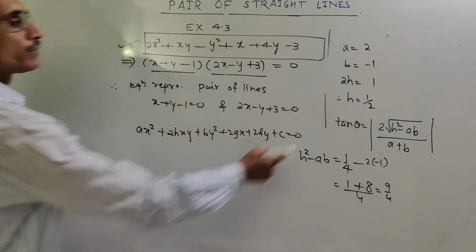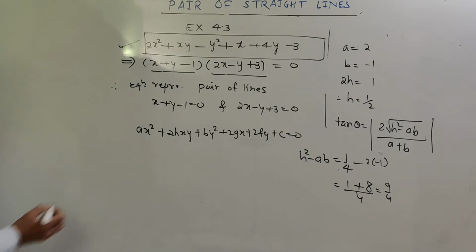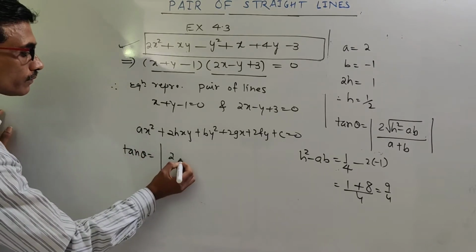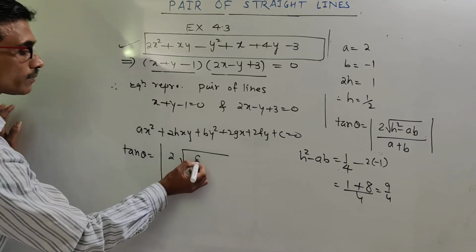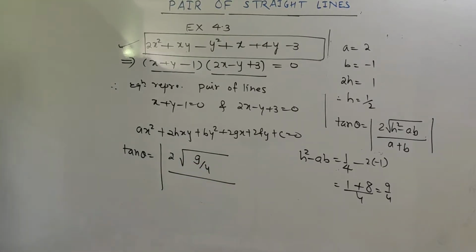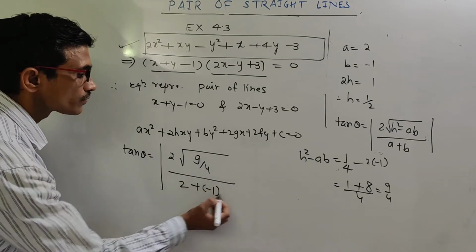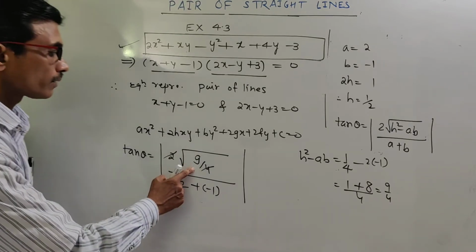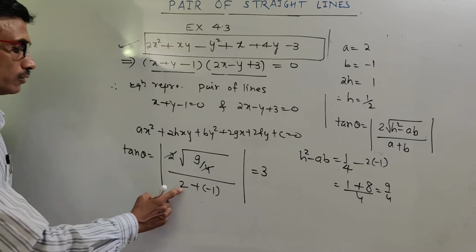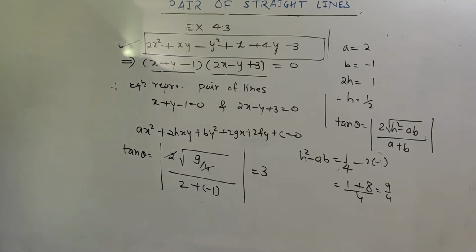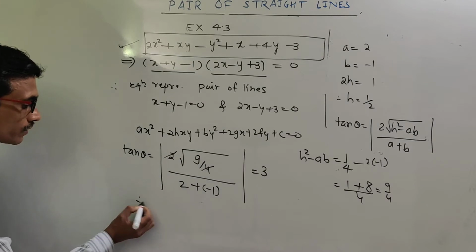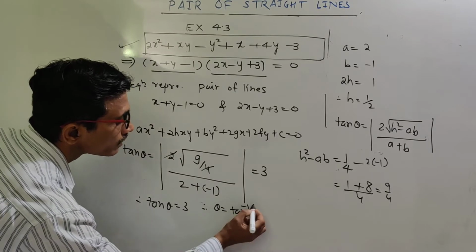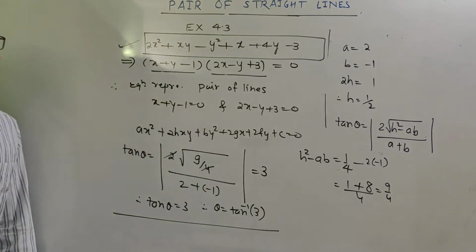Then we substitute in this formula, so that tan theta is equal to mod 2 root of h square minus ab. H square minus ab is 9 by 4. A plus b, a is 2 and b is minus 1. So this 2 and this root 4 cancel. Square root of 9 is 3 and 2 and minus 1, that is 1. So therefore we are getting tan theta is equal to 3, that means theta is equal to what? Tan inverse of 3. This will be the acute angle between the given lines.